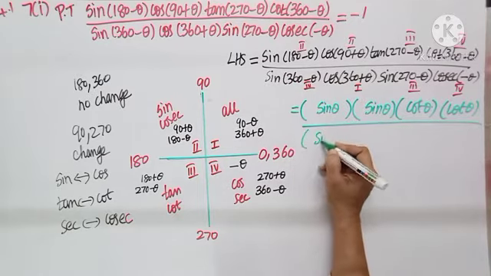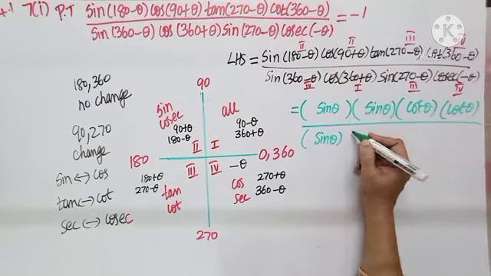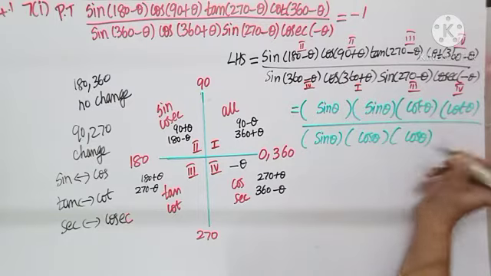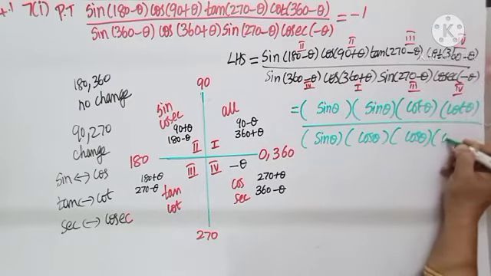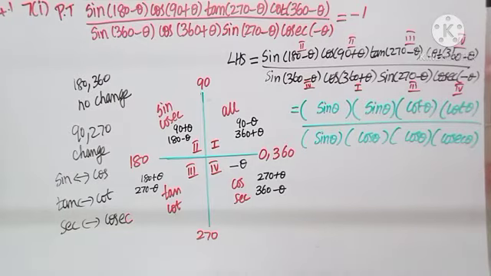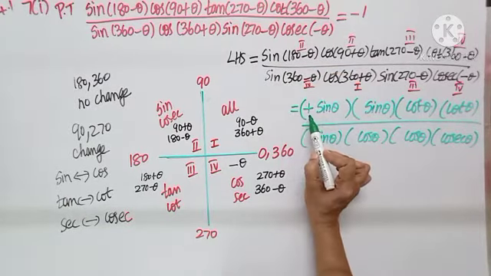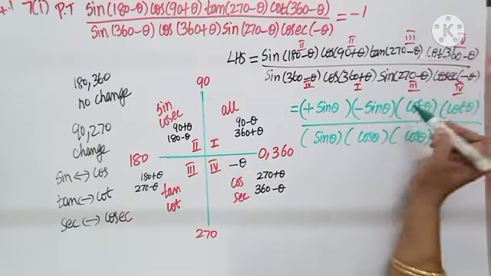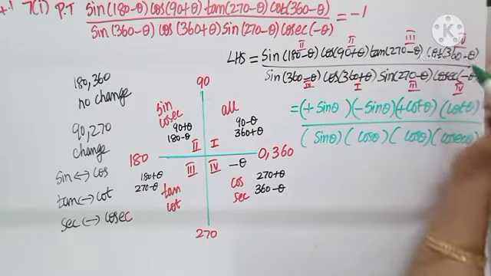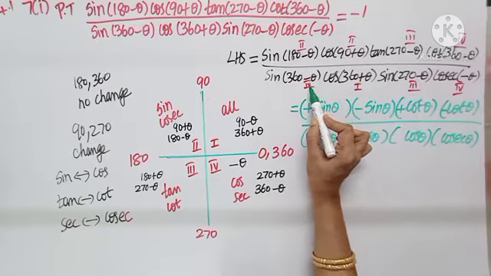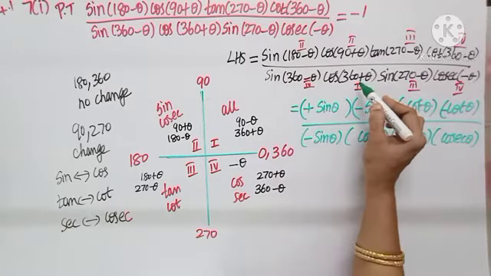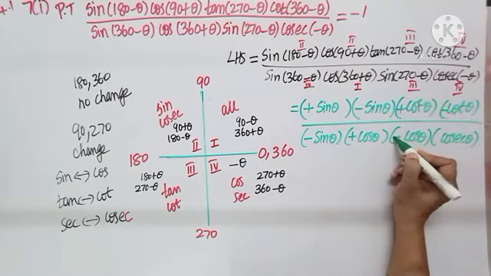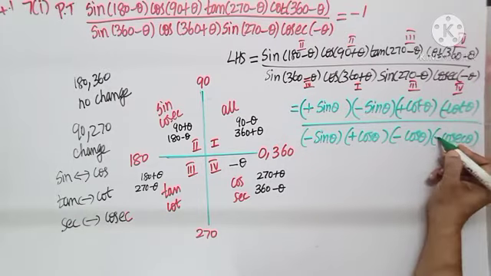360, no change, write sin theta. 360, write cos theta. 270, sin will become cos theta. Cosecant of minus theta as it is. Now we put the symbols correctly. Second quadrant, sin positive. Second quadrant, cos negative. Third quadrant, tan positive. Fourth quadrant, cot negative. Fourth quadrant, sin negative. First quadrant, cos positive. Third quadrant, sin negative. Fourth quadrant, cosecant negative.